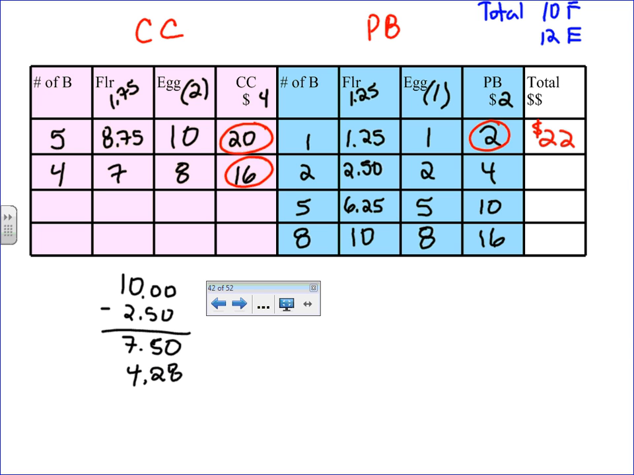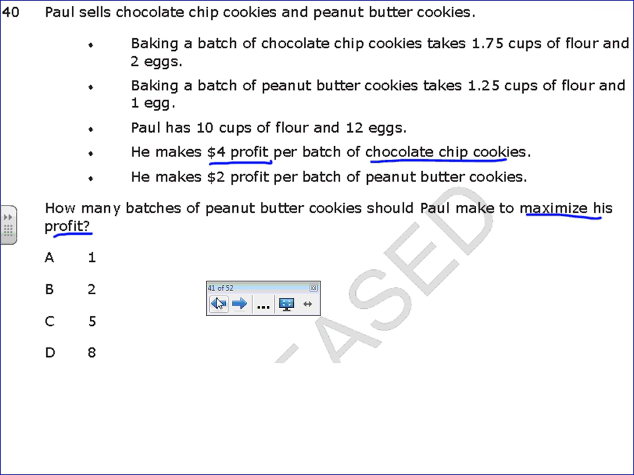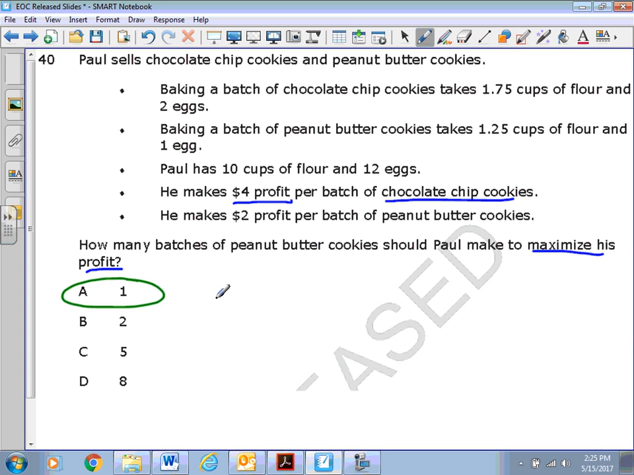Well, now if I take $16 and add to $4, I get 20. Well, I can already tell this number is only going to do what? Get smaller, right? Because this is the maximum number of chocolate chip cookies I can sell and still have leftover stuff, and they're $4 a piece. So I already know that I only need to make 1 batch of peanut butter. And that's the end.